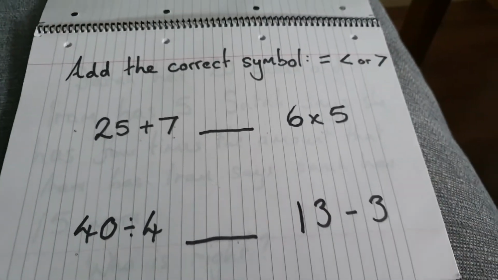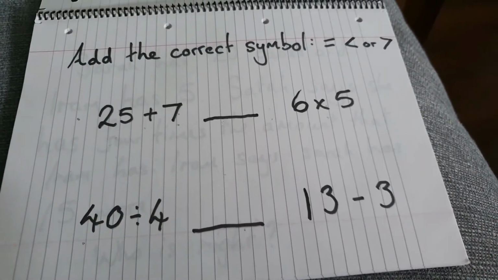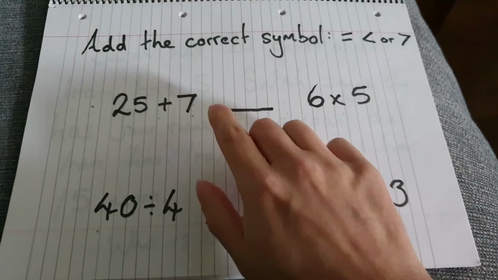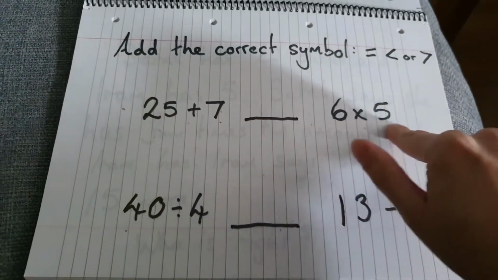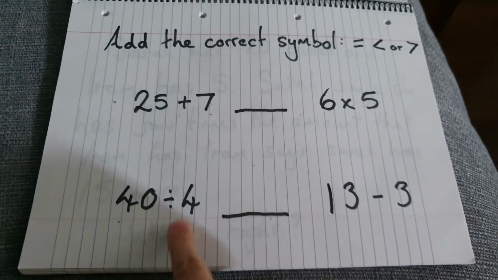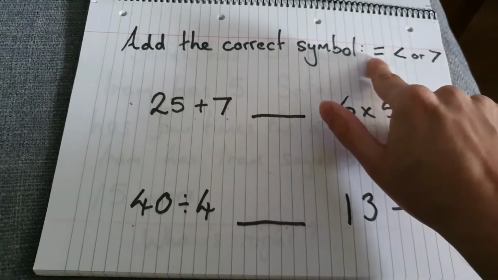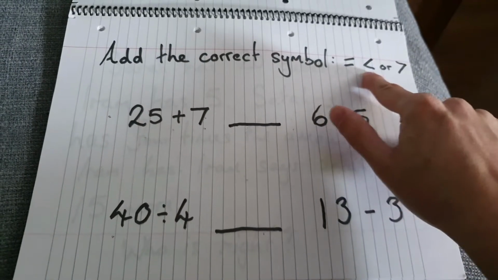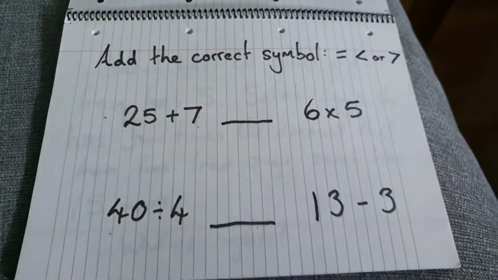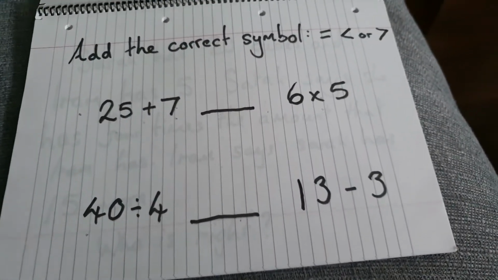Okay, this is our next problem. Add the correct symbol to the equation. So you'll see here I've got an equation with a missing symbol, and another equation with a missing symbol, and another equation. And here are the symbols that you can add. Equal to, smaller than, or greater than. Pause the video and add the correct symbols.